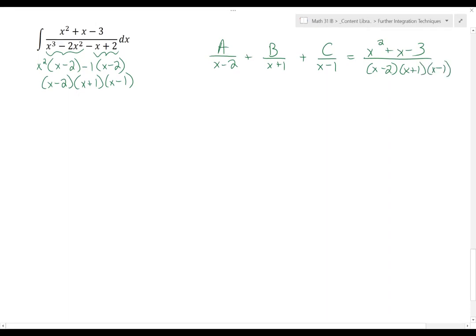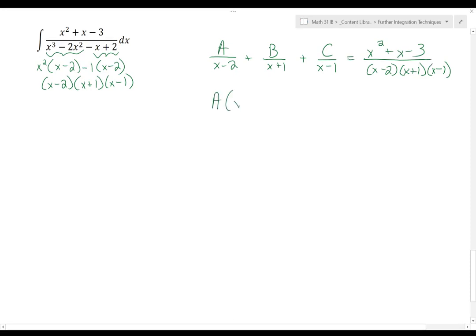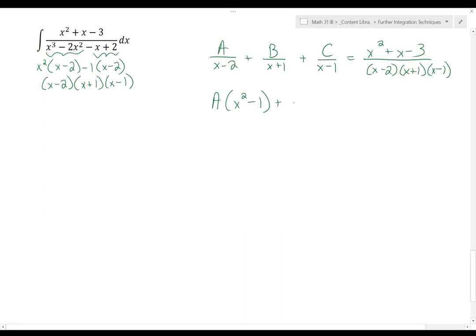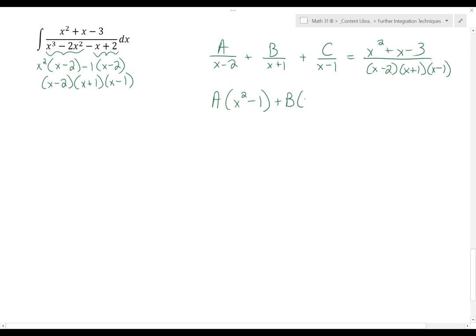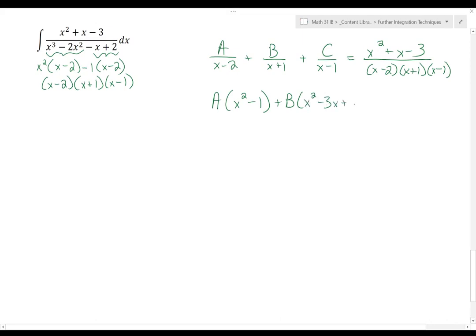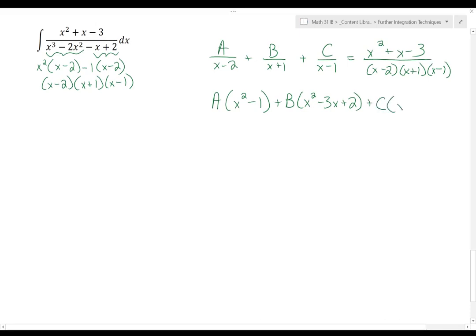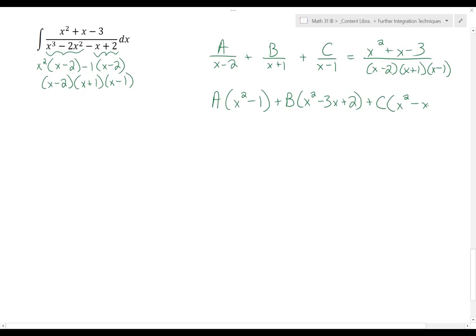Each of these numerators is going to have to be multiplied by 2 factors. So a is being multiplied by x plus 1 times x minus 1. I'm just going to go ahead and distribute that, call that x squared minus 1. b is being multiplied by x minus 2 times x minus 1, which is x squared minus 3x plus 2. And c is being multiplied by x minus 2 times x plus 1, which is x squared minus x minus 2.